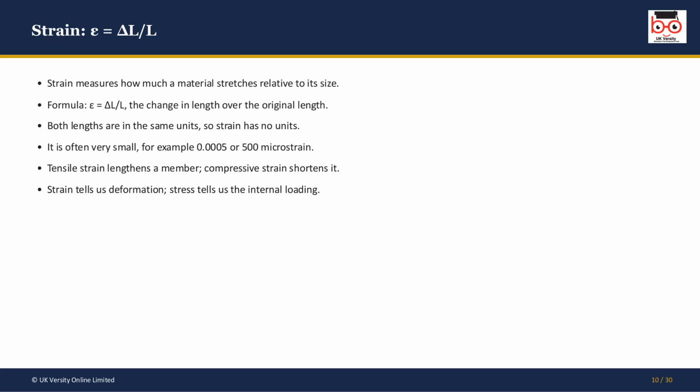Because both lengths are in the same units, strain has no units of its own. It's often a very small number, something like 0.005, which you might also hear called 500 microstrain. Tensile strain lengthens a member, while compressive strain shortens it. The neat way to hold the pair in mind is this. Strain tells you about the deformation, while stress tells you about the internal loading.